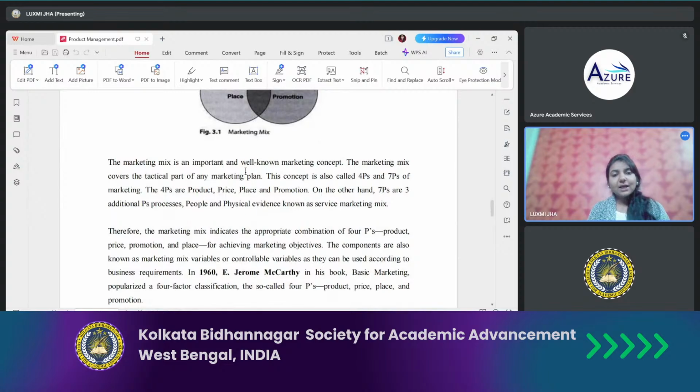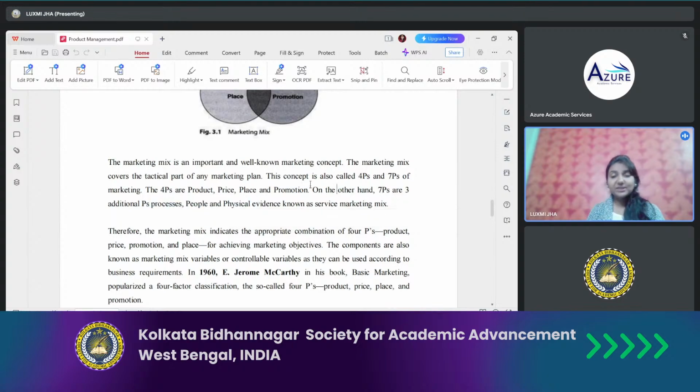Now, the marketing mix is an important and well-known marketing concept. The marketing mix covers the tactical part of any marketing plan, whatever the case may be. It can be the marketer of foods, the marketer of garments, or the marketer of any sector, who will have to go with a marketing plan of the 4 Ps. This concept is also known as the 4 Ps and 7 Ps of marketing. The 4 Ps are product, price, place, promotion. On the other hand, in the 7 Ps, 3 additional Ps have been added with regard to services: process, people, physical evidence, as a service marketing mix.